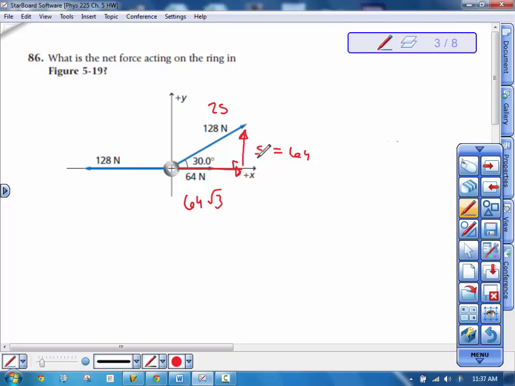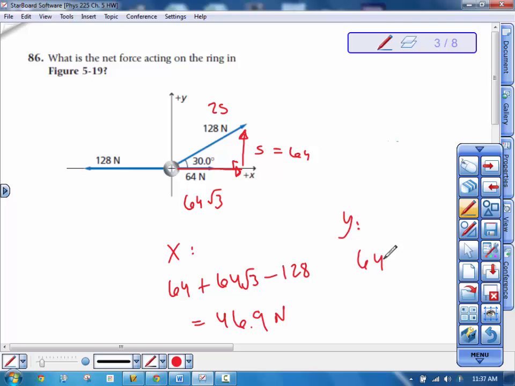So now, if we're trying to figure out the net force, we have to add up all the x components and all the y components. So to add the x's, I have positive 64 plus a positive 64 square root of 3. Those are the two forces acting to the right. Then I have to subtract the 128 because that's acting backwards. That gives me the total for the x component, which is 46.9, and that's newtons. Now the y's, there's only one force that's acting in the y, and it's the 64, which is the y component of that 128. So that's my overall x and y.